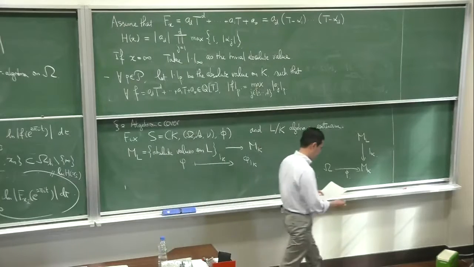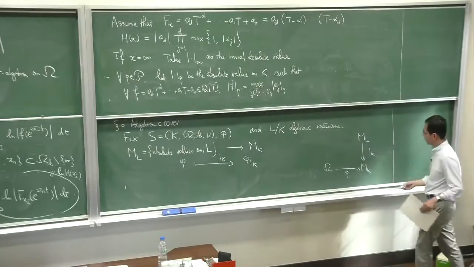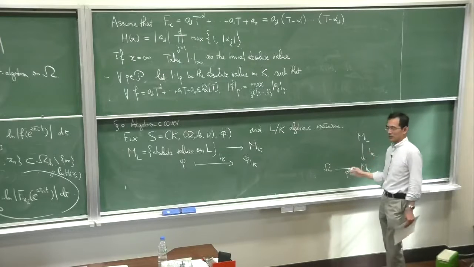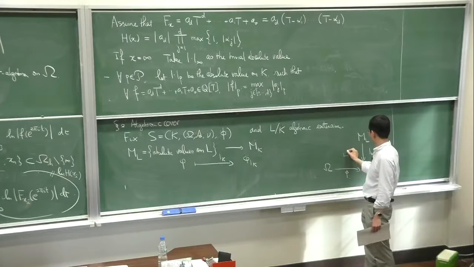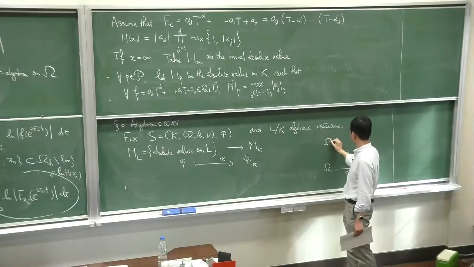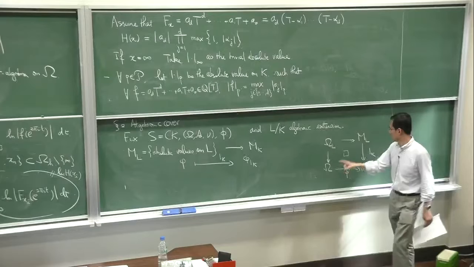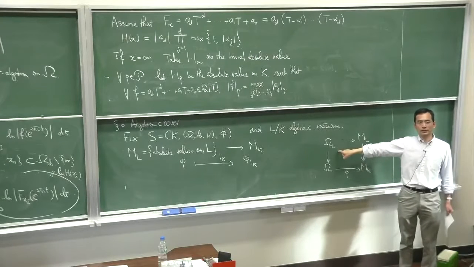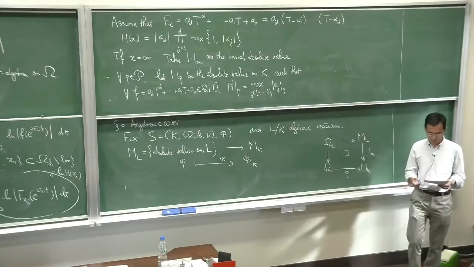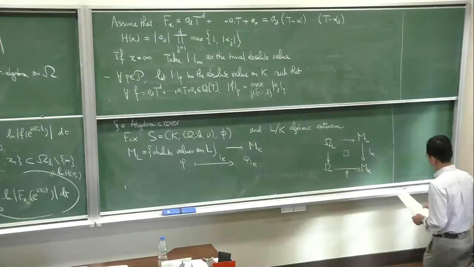Since you are familiar with algebraic geometry, if you observe such a situation, it is quite natural to take the fiber product of omega and L, and you get a set omega_L.